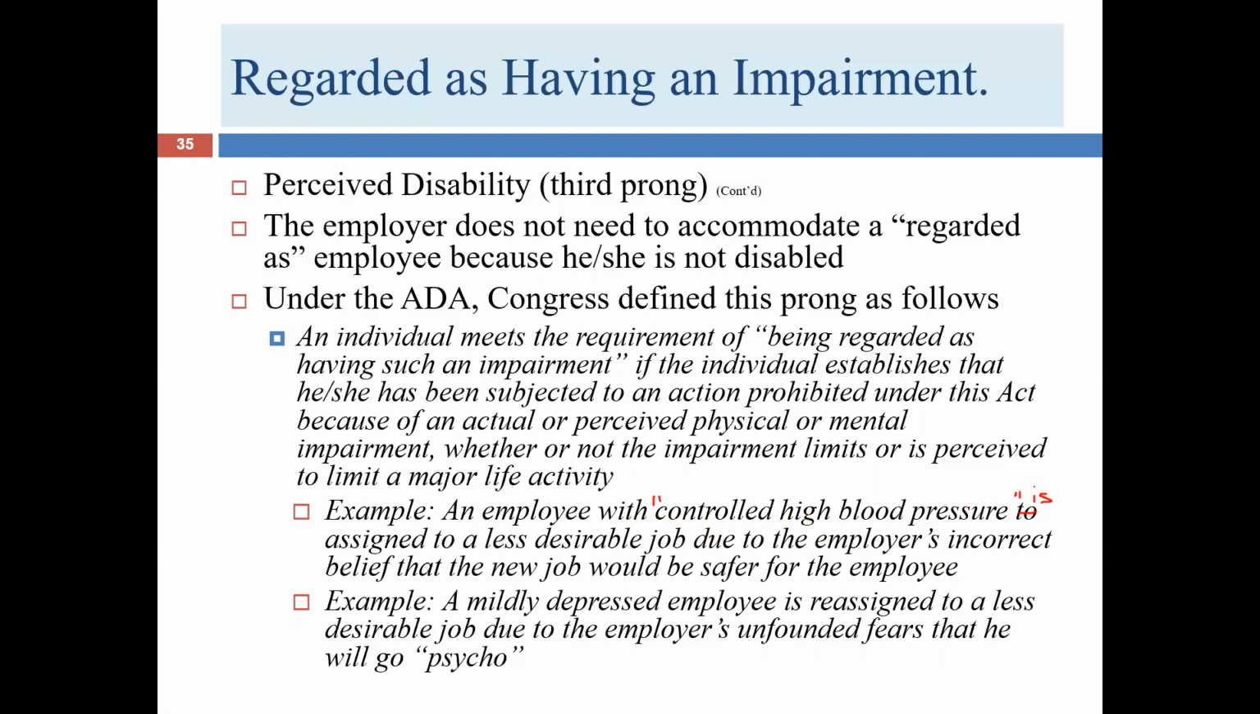Here's a mildly depressed employee. So this person doesn't have major depression disorder. The person has an impairment, but it doesn't satisfy the definition of a disability. But he or she is perceived as having a disability.